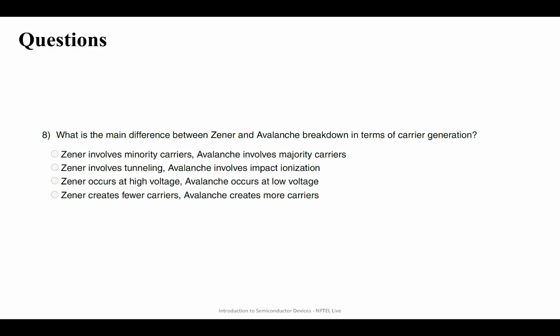What is the main difference between Zener and avalanche breakdown in terms of carrier generation? Zener involves minority carriers, avalanche involves majority carriers. Zener involves tunneling, avalanche involves impact ionization. Zener occurs at high voltage, avalanche occurs at low voltage. Zener creates fewer carriers, avalanche creates more carriers.